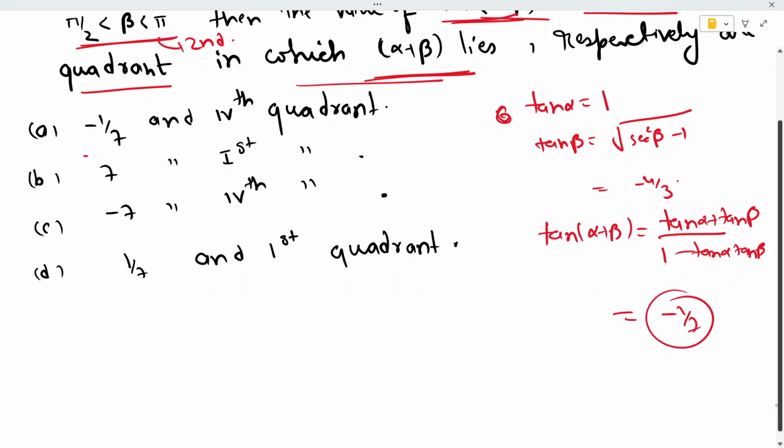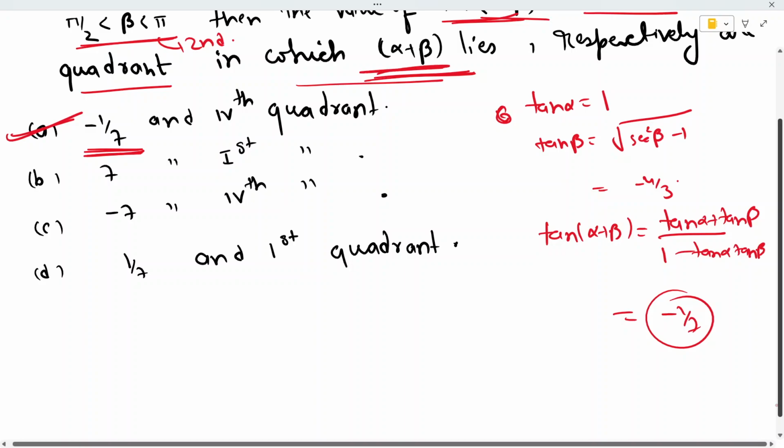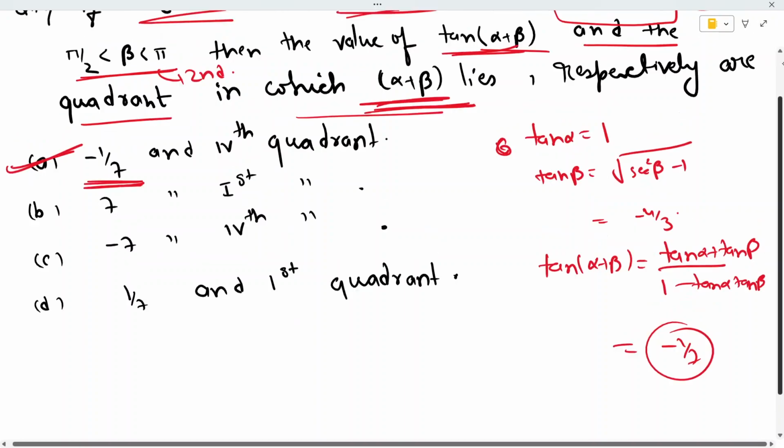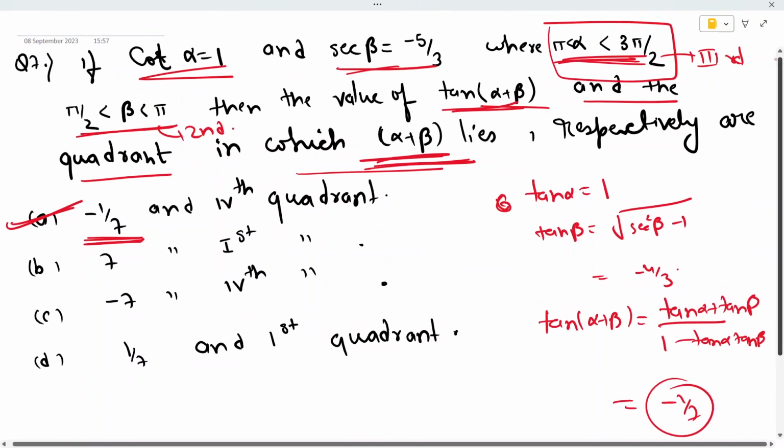Now, look, the only option we have with minus 1 by 7 is this. So nothing to solve about this. Where alpha plus beta lies, you can solve yourself. This lies in the fourth quadrant.